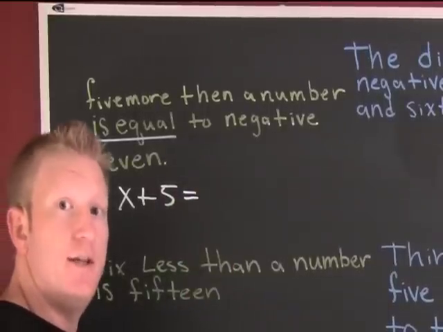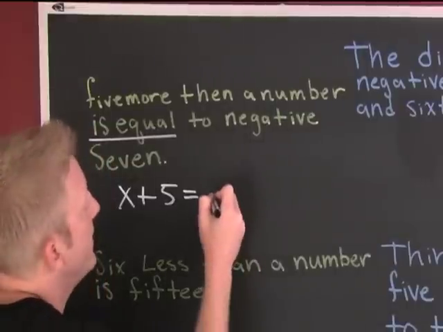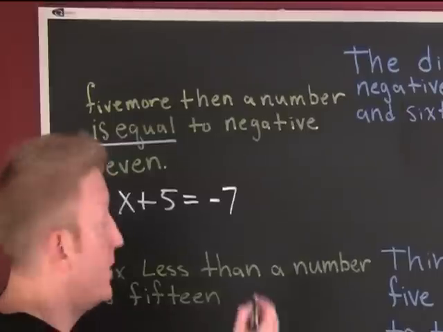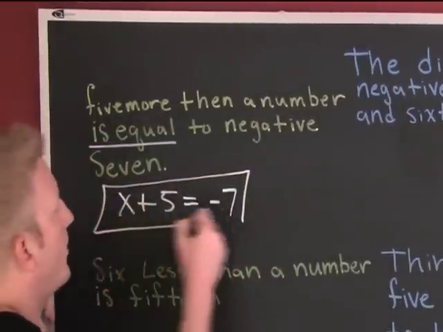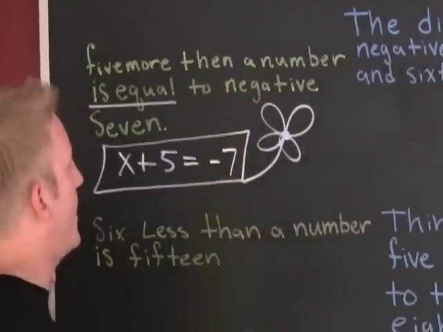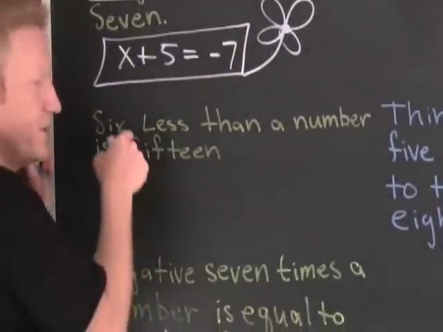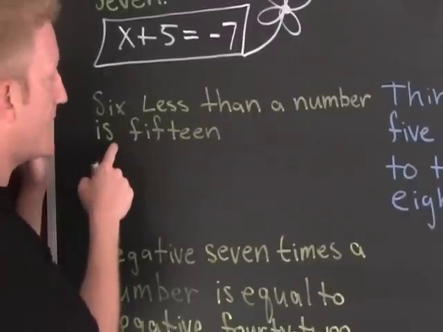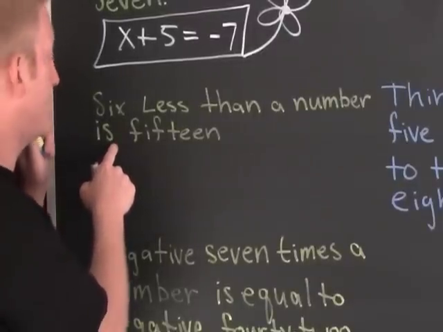Translating -7, they mean -7. They mean do this. And you're done. A box. And a flower. Let's take a look at the next one. Yeah, the next one. 16 less than a number is 15.